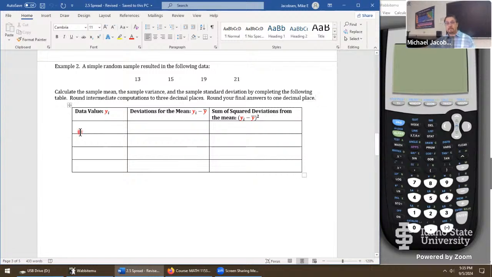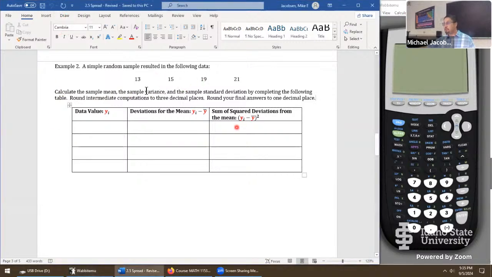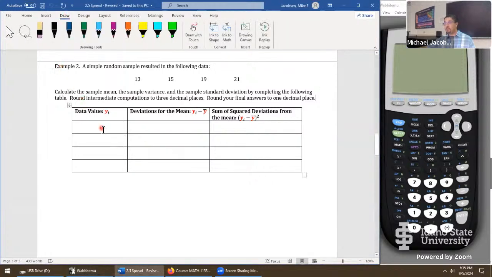You want to do it by hand? Yeah, we're going to give this a try by hand, but we'll also try in the calculator too, as a check on our answers, see how accurate we actually got. Because we're rounding intermediate computations to 3 decimal places, our final answer to 1 decimal place, we may not be as fully accurate as the real calculator. But let's get started. It says, calculate the sample mean, variance, and sample standard deviation by completing the following table. So our goal is to fill out everything on this table.